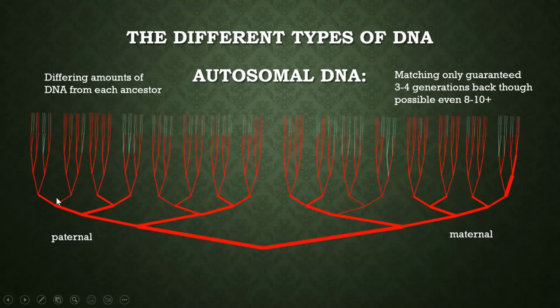Autosomal DNA is inherited from all branches of your family, but it's not inherited equally. You're only guaranteed to inherit autosomal DNA from every ancestor back around 3 or 4 generations. Once you get beyond that, there are some of your ancestors that you won't have any DNA from, and others you may have 8 to 10 generations or maybe even more, but it starts to fade out, and you never know which branches you're going to have the autosomal DNA from beyond around 3 or 4 generations. So you get differing amounts from each ancestor, and it's distributed all throughout your whole tree.